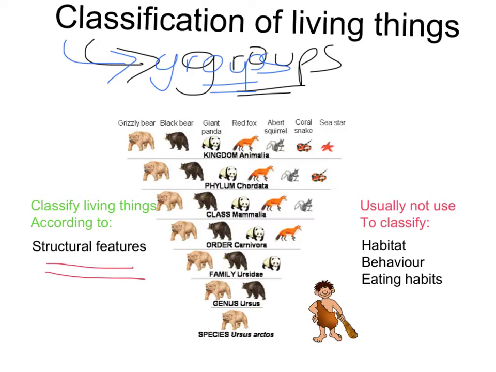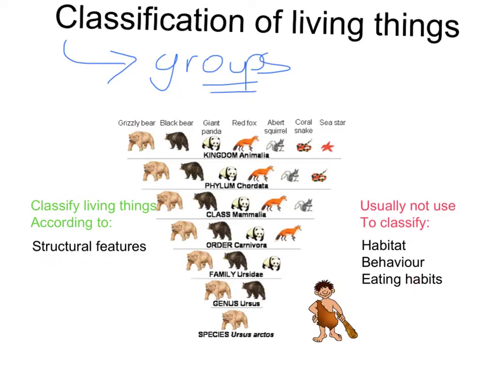And what we usually don't use to classify living things is its habitat, which means where it lives, its behavior, so how it behaves, and usually its eating habits. So these are usually not used to classify living things, but one of the main things that's used to classify living things, put them into groups, is its structural features. So how they look, what kind of bones they have, and whatever else it might be.